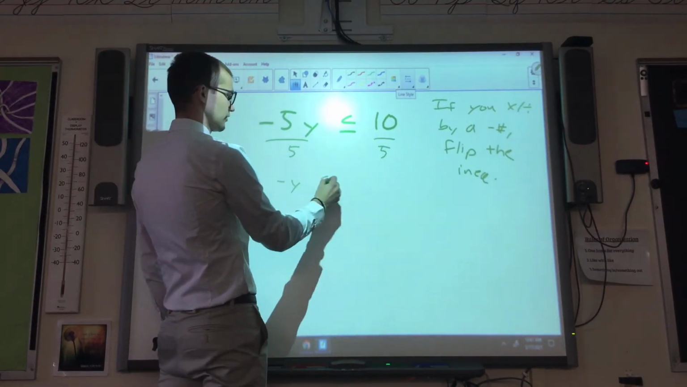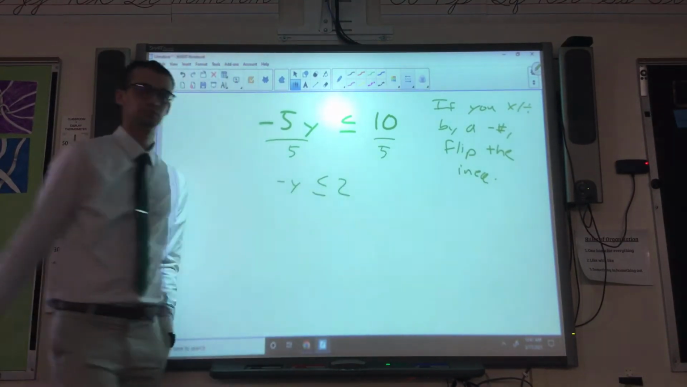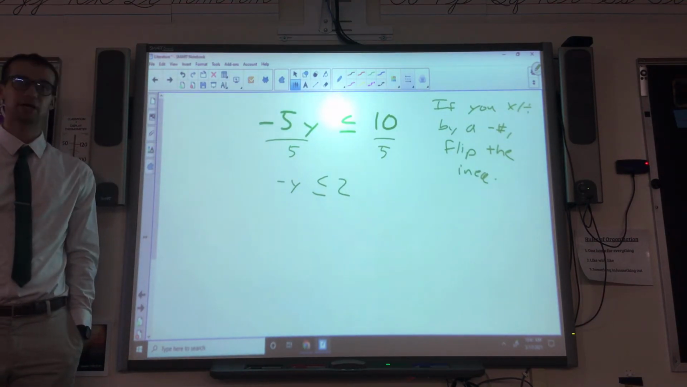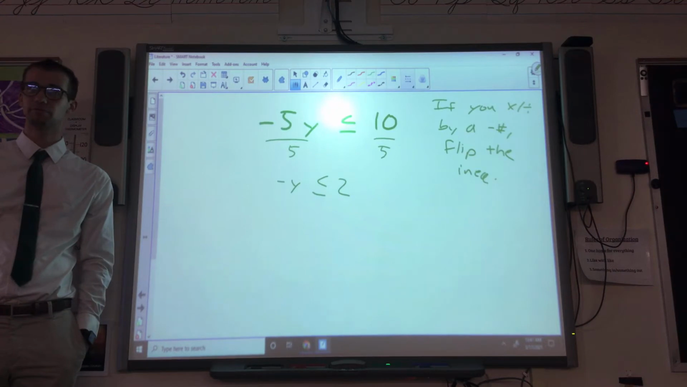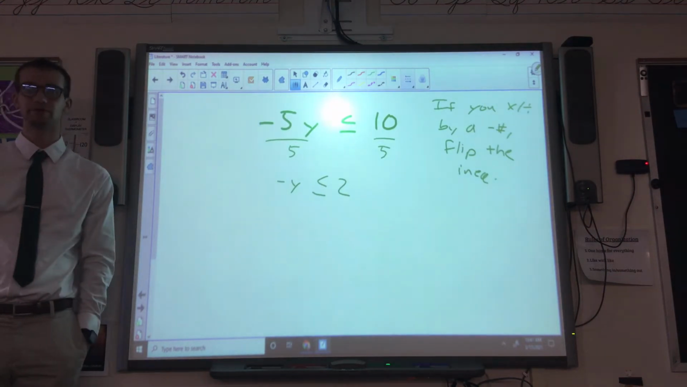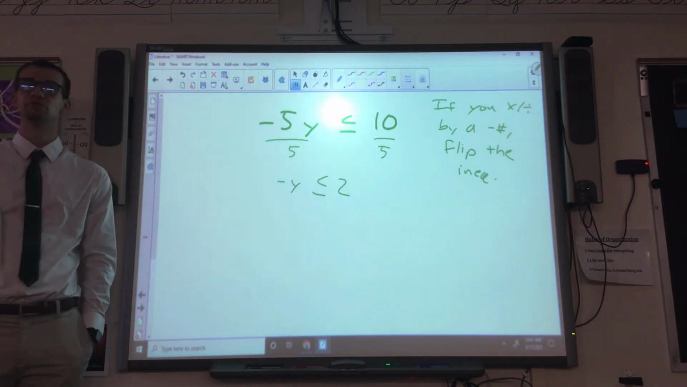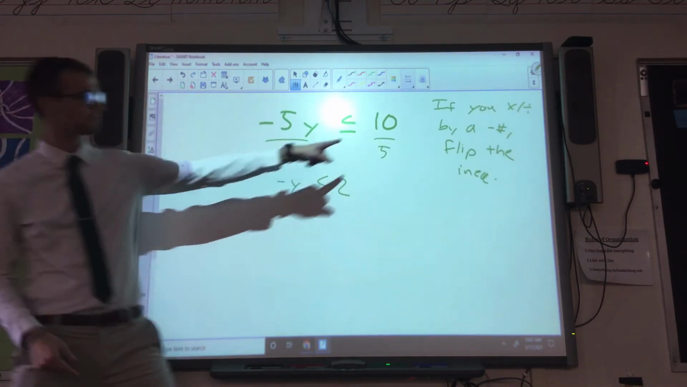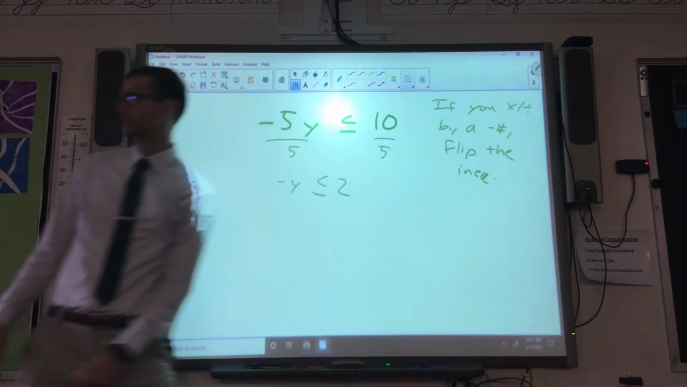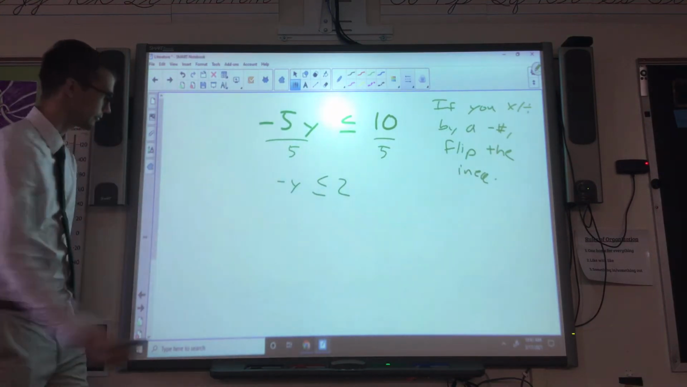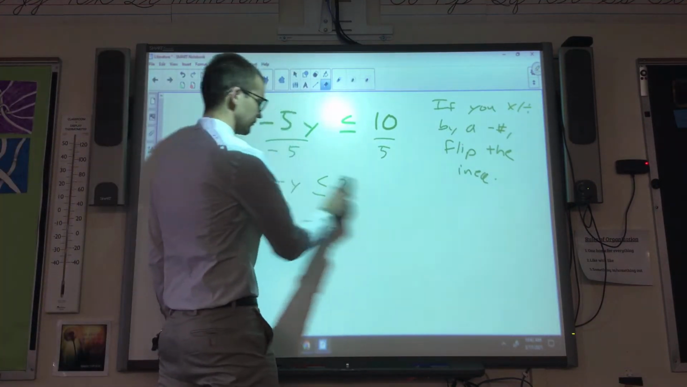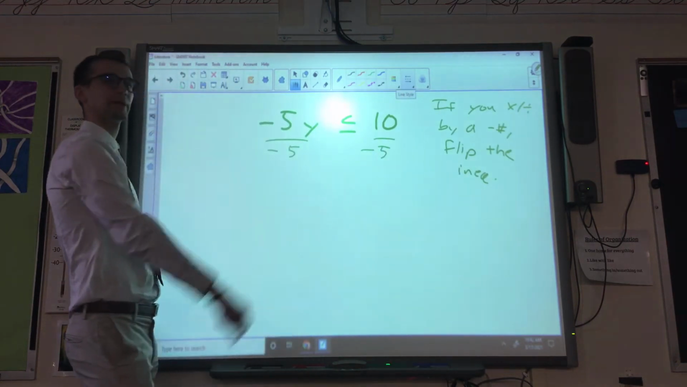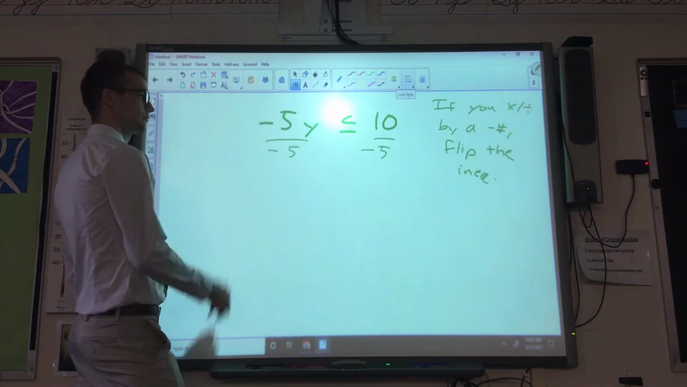Negative y is less than or equal to 2. You just flip the inequality. I don't have to flip it, I just divided by positive 5. I only have to flip it if I multiply or divide by a negative number. Oh, negative 5. Okay, well, you're gonna have to be more specific. Divide by negative 5. Negative 5 divided by negative 5 is 1.